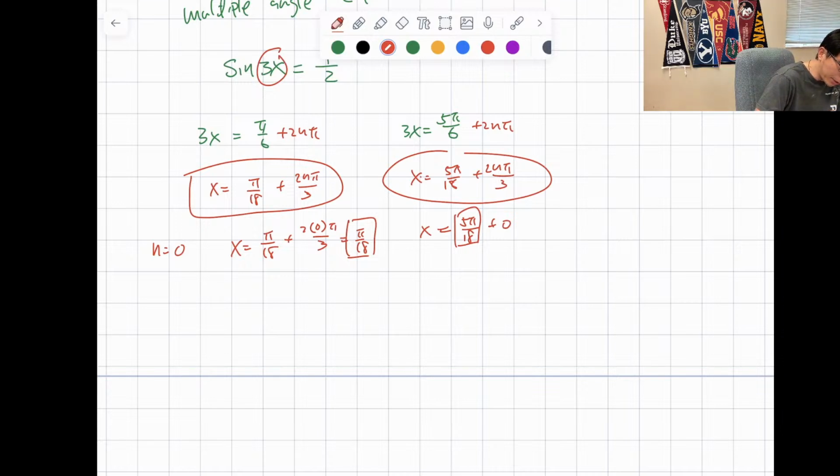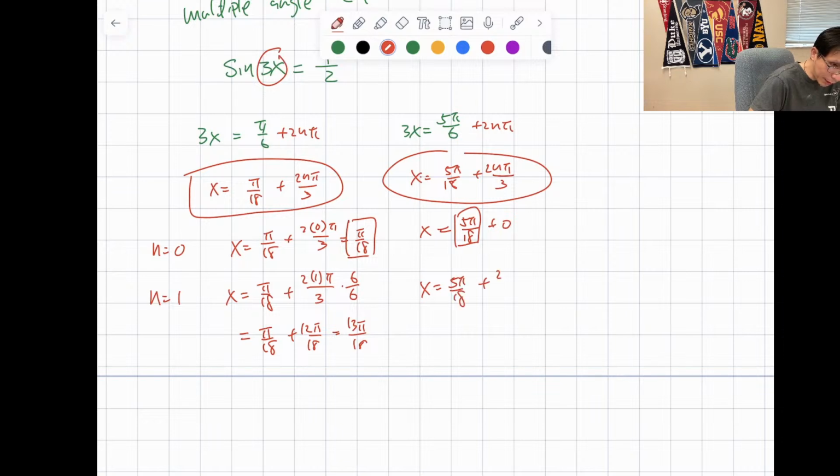So then you're going to say n equal to 1, x equals pi over 18 plus 2 times 1 pi over 3. I'm going to multiply 6 over 6, so that's equal to pi over 18 plus 12 pi over 18, which is equal to 13 pi over 18. N equal to 1 here is going to be x equals 5 pi over 18 plus 2 times 1 pi over 3. Now I multiply 6 over 6, so it's going to be 5 pi over 18 plus 12 pi over 18. So that's 17 pi over 18.